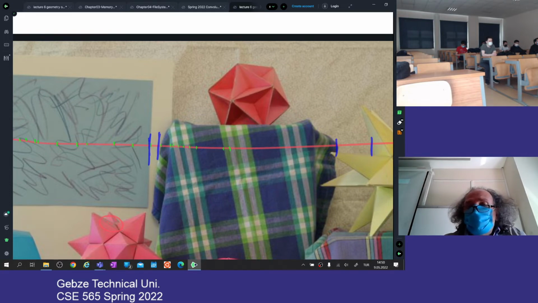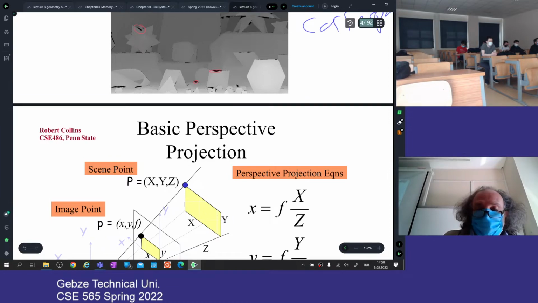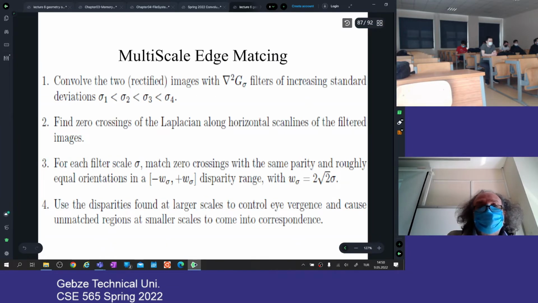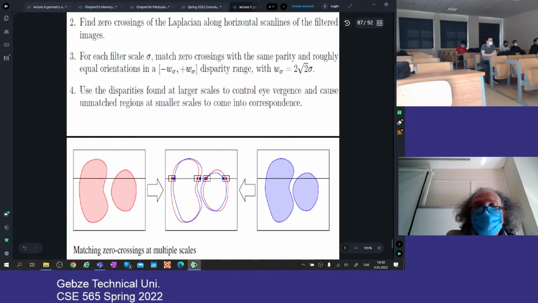Once you are done with these smoothed edge pairs, modify or shift your images so that the corresponding points lay on top of each other. Then do another level of smoothing, but this time not as much as the previous one, and continue this way. Let me give you one example directly from the book. It's called multi-scale edge matching. This is what we mean.